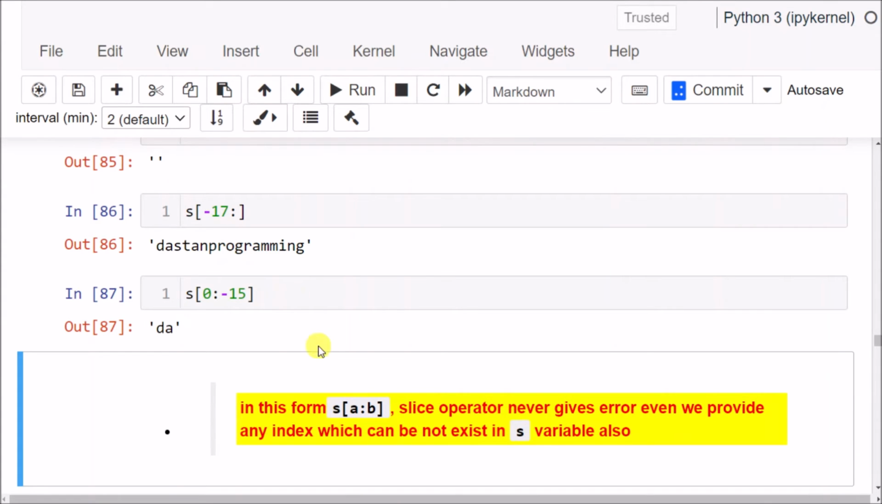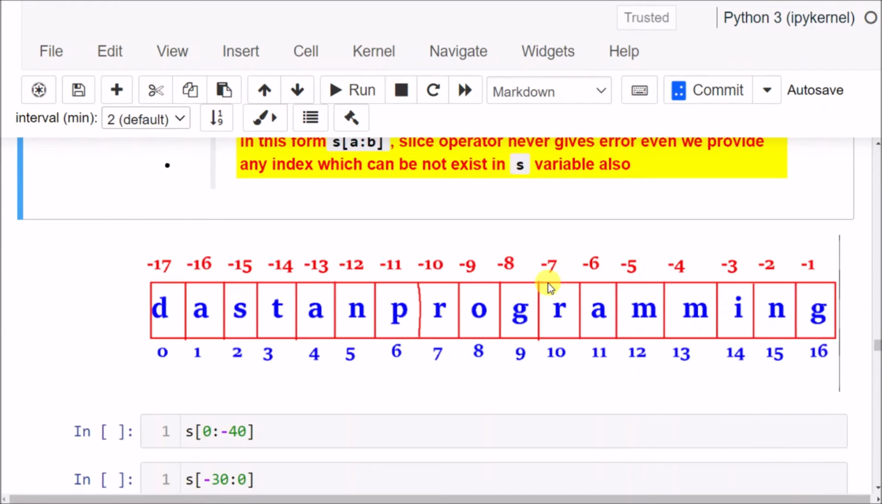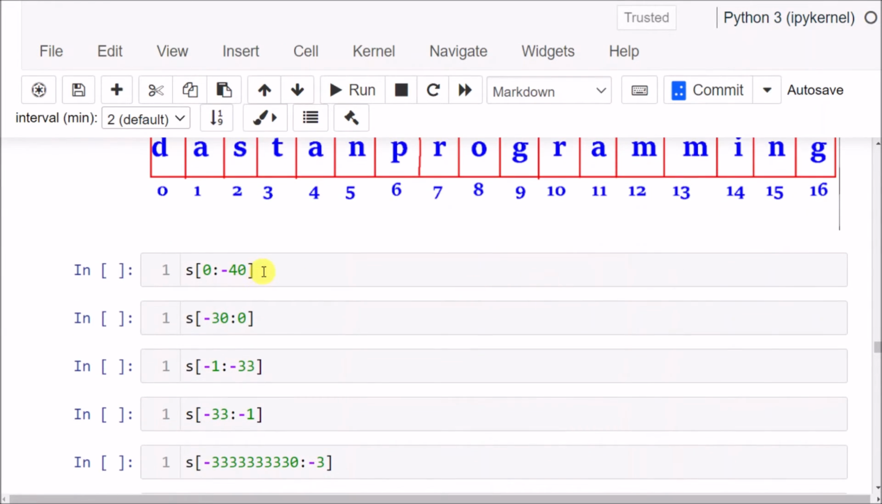Okay. So in this form, like S[a:b], the slice operator never gives an error, and we can provide any index which does not exist in the S variable. So we can provide any index, for example -40. It will consider 0 to -40, so it will return an empty string.